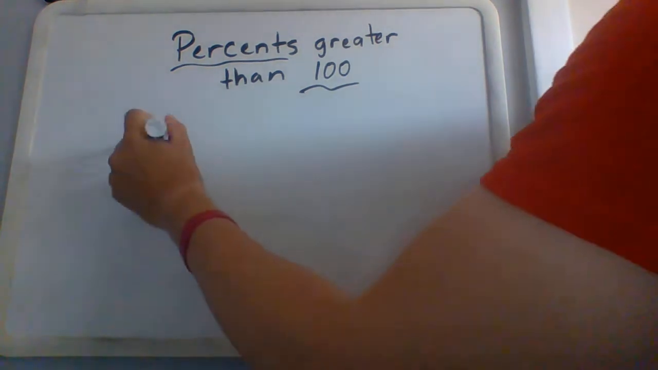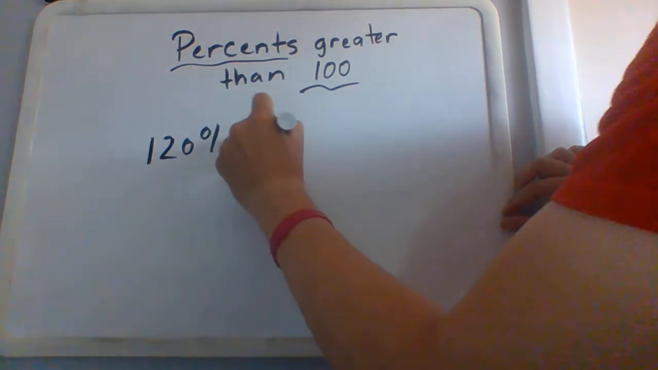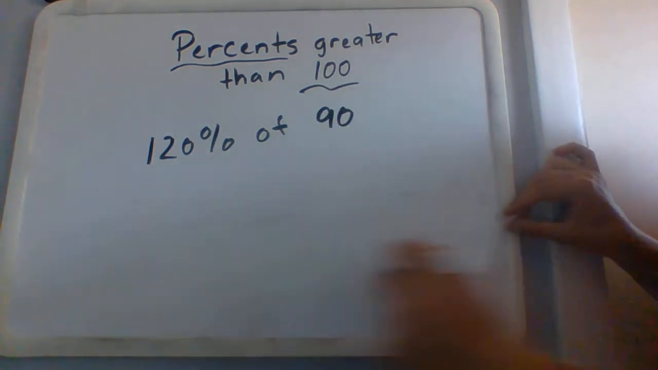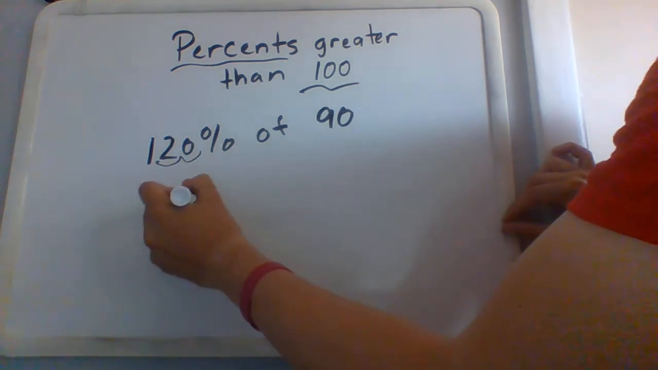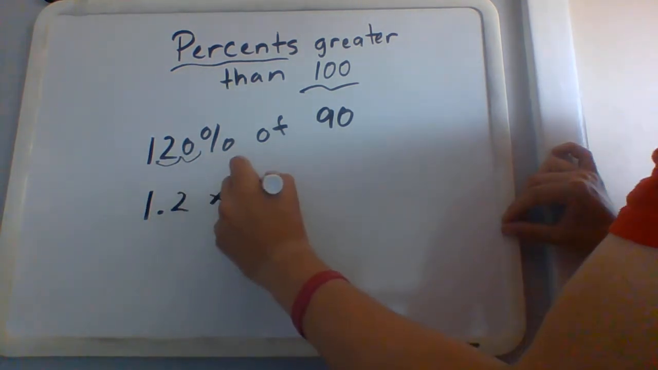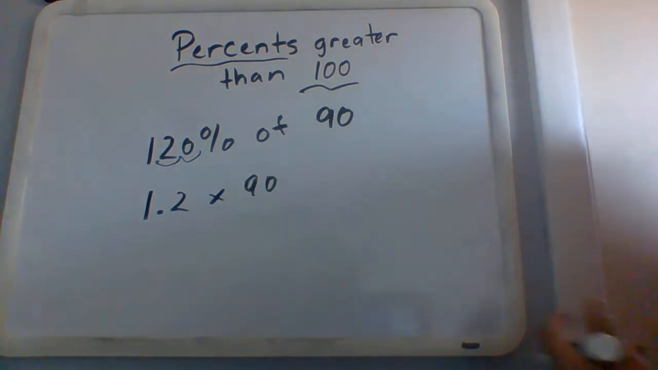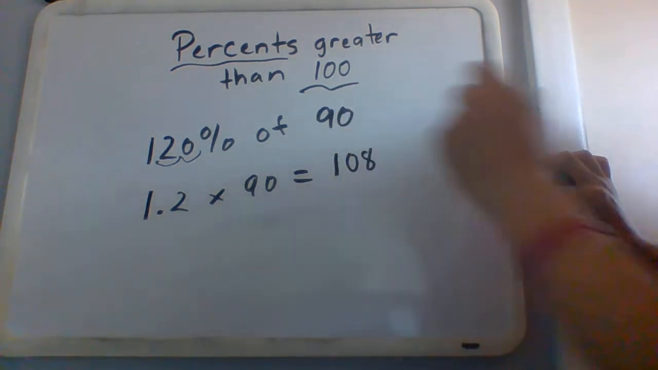If I have 120% of 90, I'm going to do the same thing. I'm going to move it twice and I get 1.2 times 90, or you can do 90 times 1.2. It's the same thing because it's multiplication. You plug that in your calculator and you will receive 108.